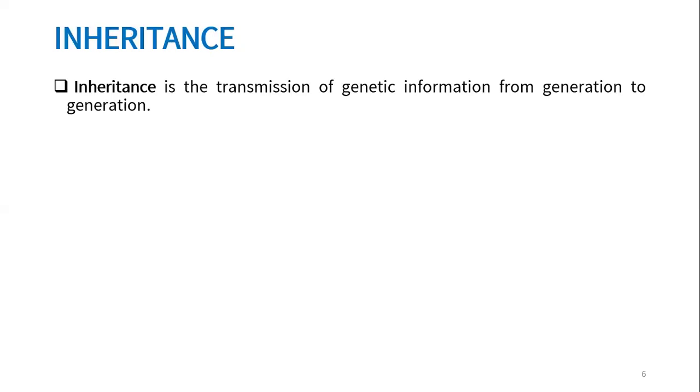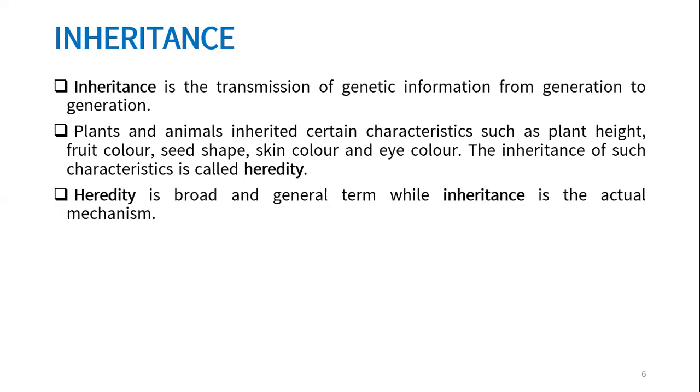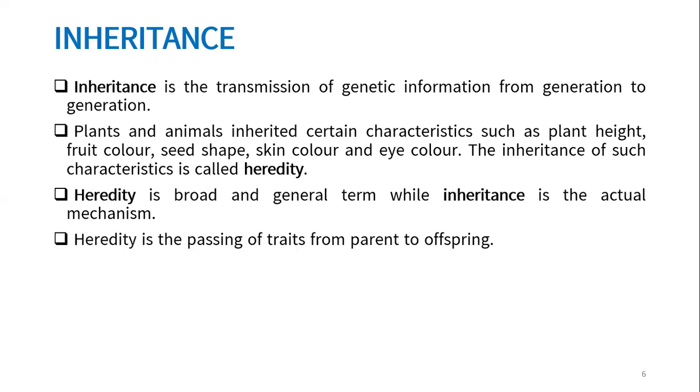What is inheritance? Inheritance is the transmission of genetic information from generation to generation. Plants and animals inherit certain characteristics such as plant height, fruit color, seed shape, skin color, and eye color, and so on. The inheritance of such characteristics is called heredity. Heredity is a broad and general term, while inheritance is the crucial mechanism. Heredity is passing the trait from parent to offspring.